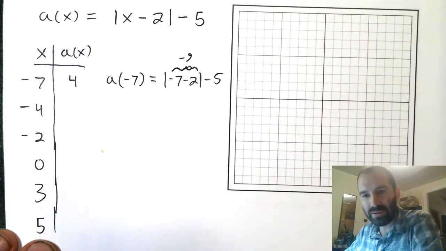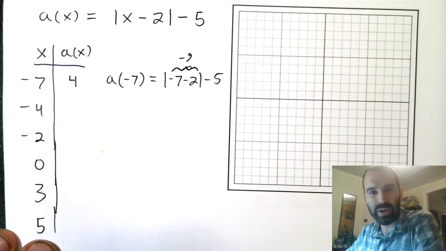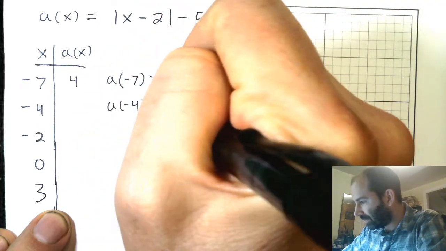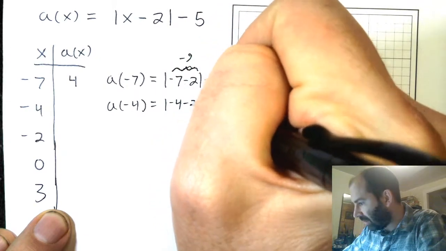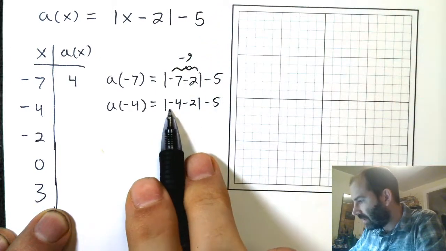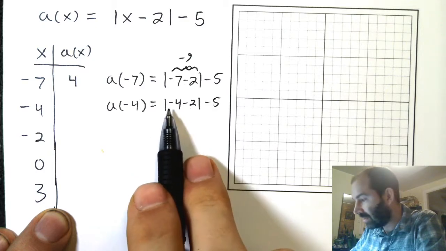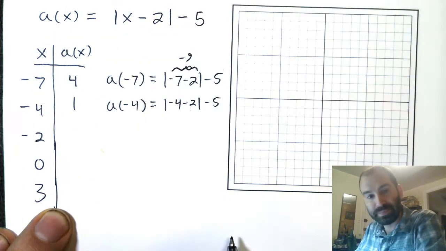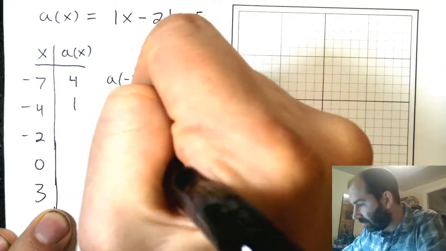Pause the video. Okay, 3, 2, 1. Let's check our work. A of -4 is the absolute value of -4 minus 2, minus 5. -4 minus 2 is -6. The absolute value of -6 is +6. 6 minus 5 is 1. Let's do -2.